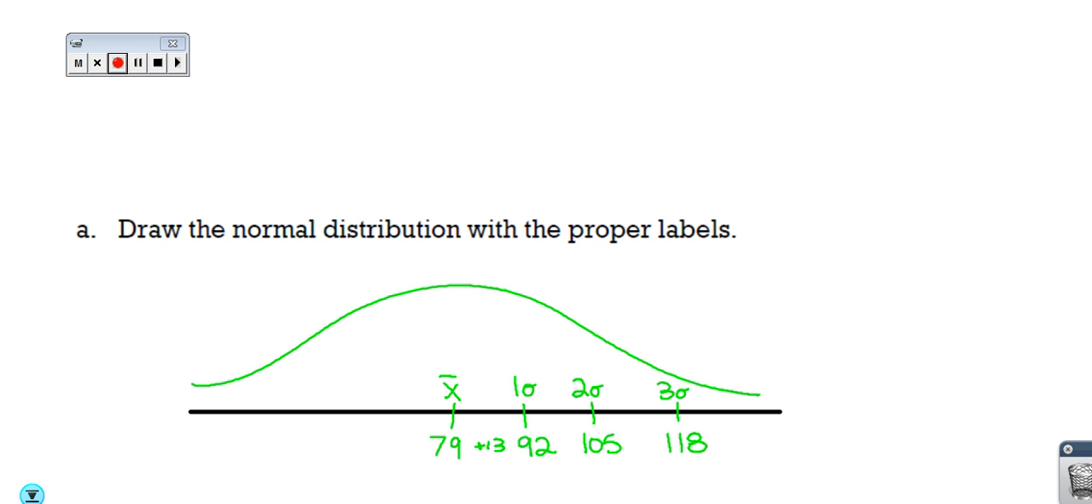Now we also need to go in the opposite direction, so I need to go back to my mean and subtract off 13. So 79 minus 13 gives me 66. I go another standard deviation away, I go another 13 away to 53, and I go one last standard deviation away, subtract off 13 again to get 40.